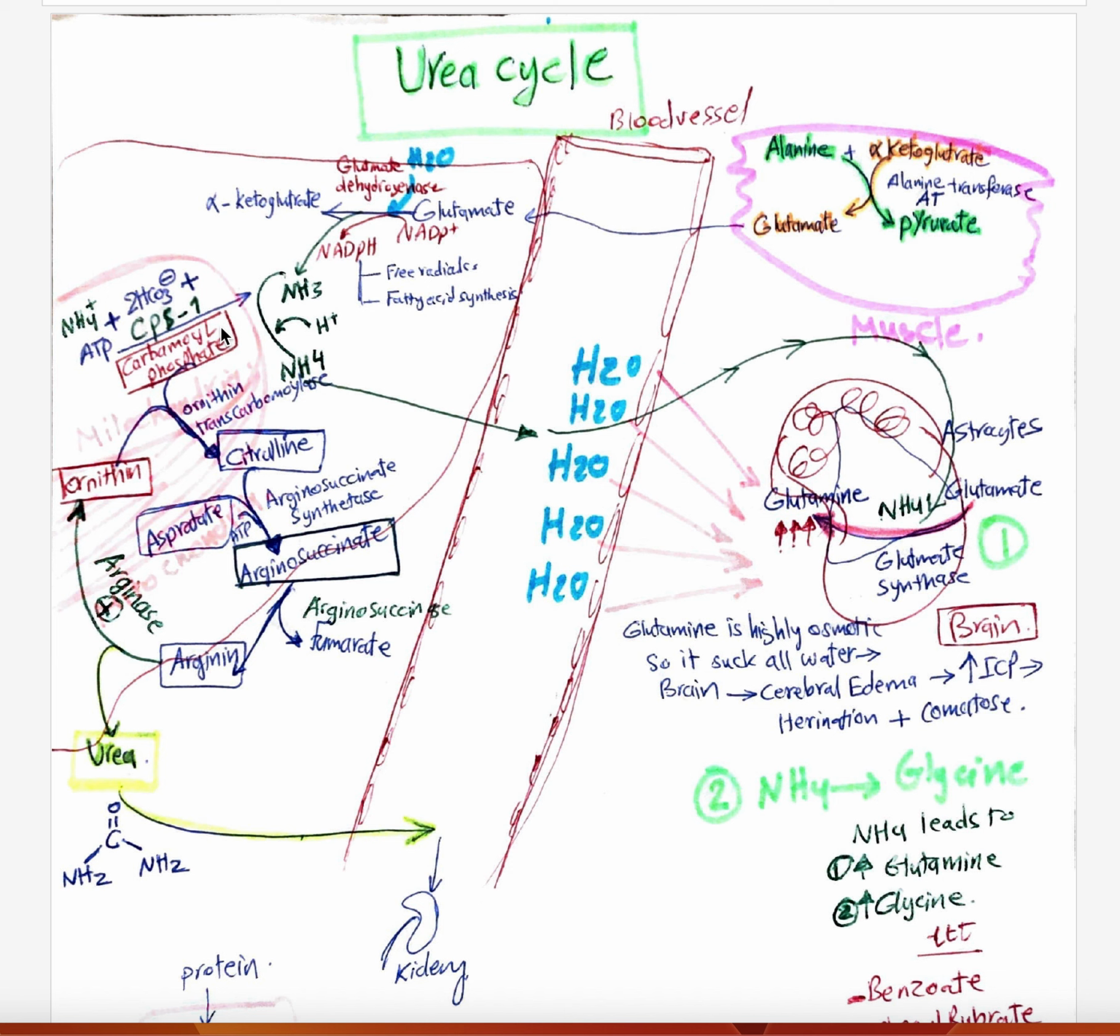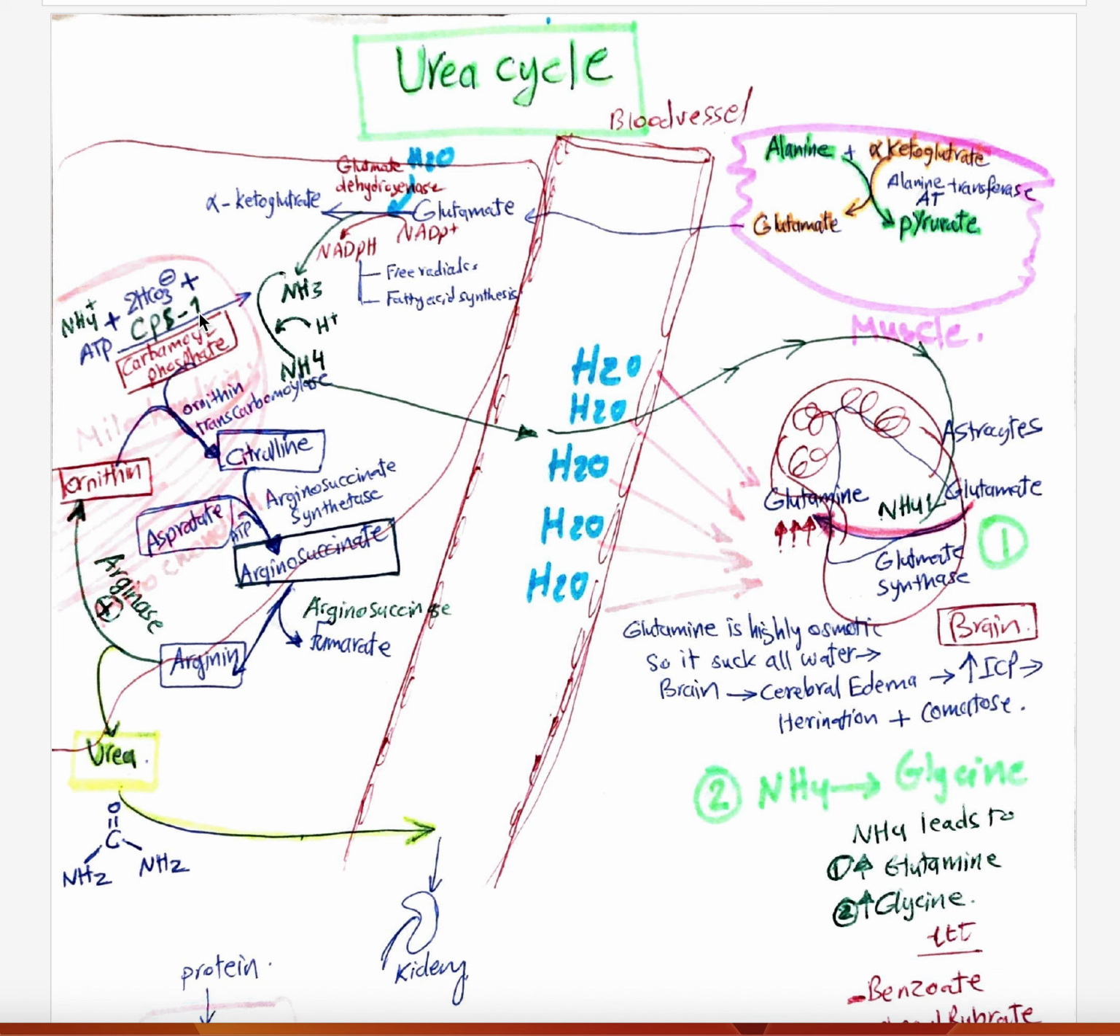This reaction happens only in the mitochondria of the hepatocytes of the liver cell. The other reactions happen in the cytosol of the hepatocyte. So we have ammonia plus CO2 plus ATP, with the help of the enzyme carbamyl phosphate synthetase enzyme 1, that leads to carbamyl phosphate.